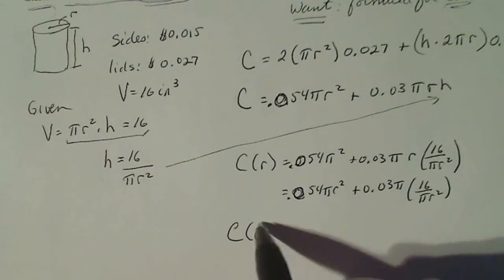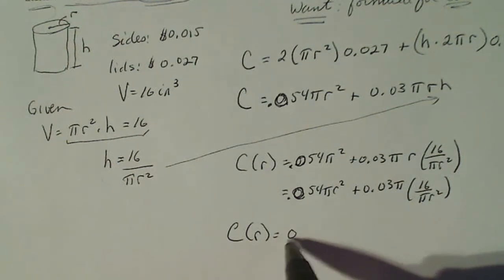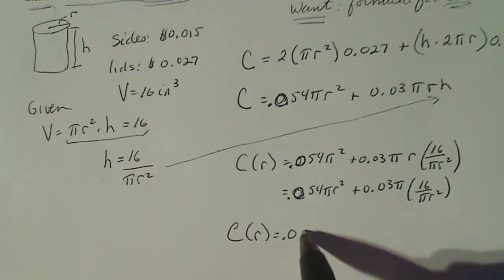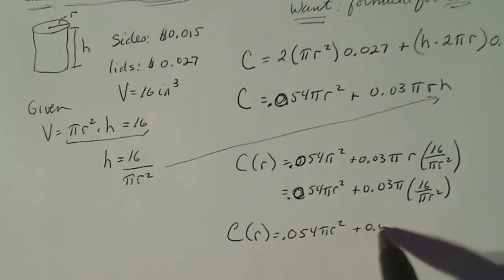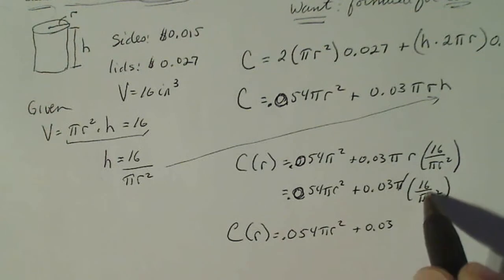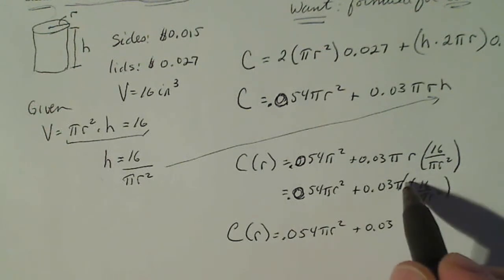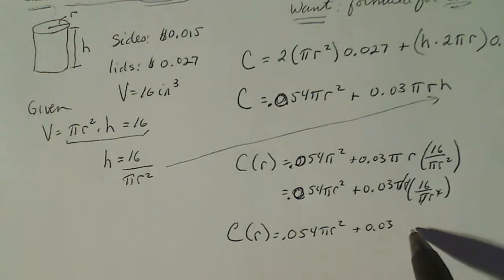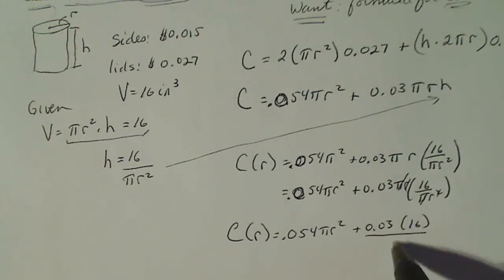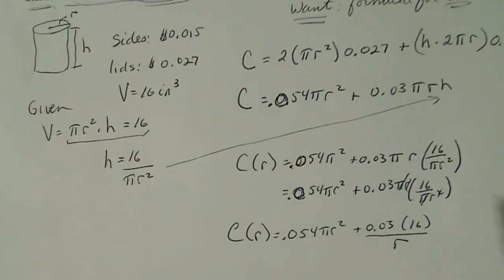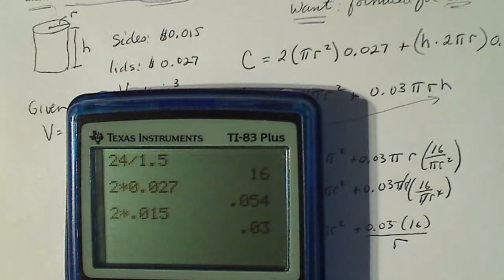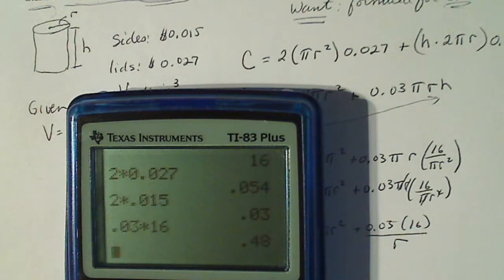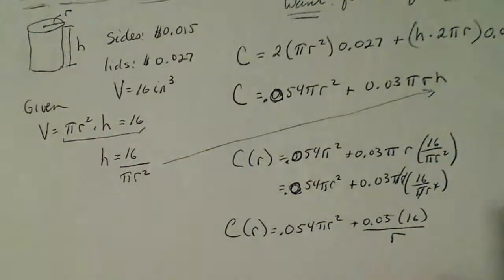So C of r then, if I keep going, I need to simplify. I'm glad I realized that. 0.054 pi r squared plus 0.03. Now these pi's cancel. And I left off that r there, so that r cancels. And so this is going to be 16 divided by r. And so then I can multiply these two numbers together. 0.03 times 16 is 0.48.